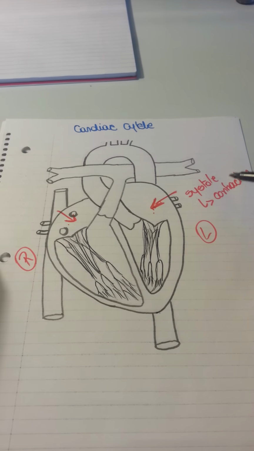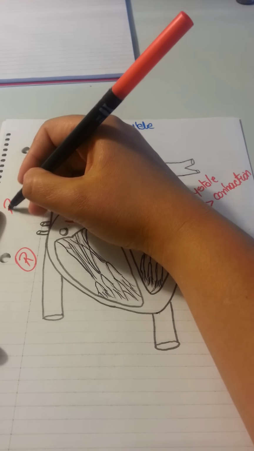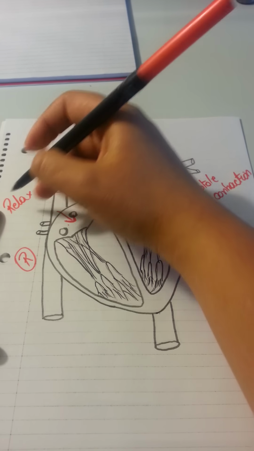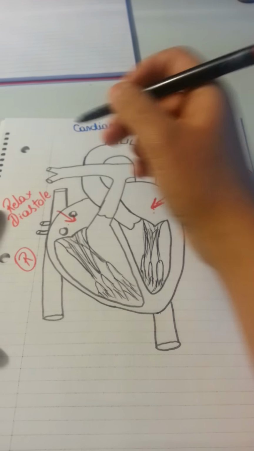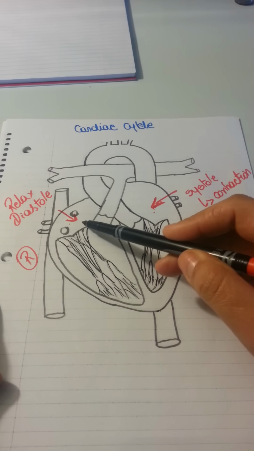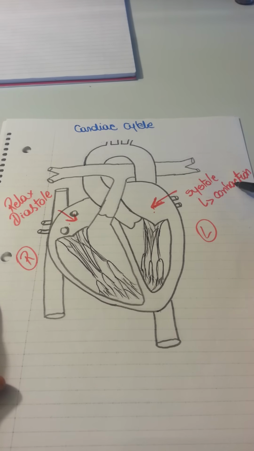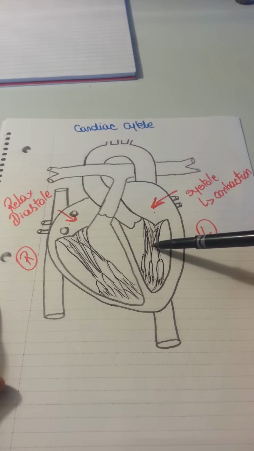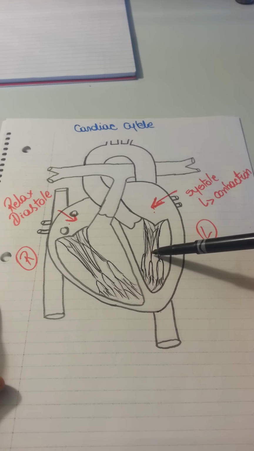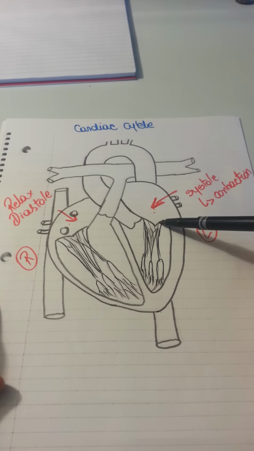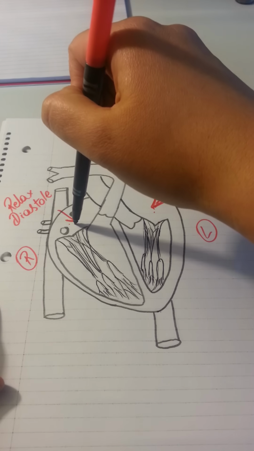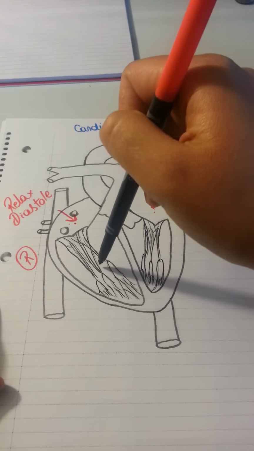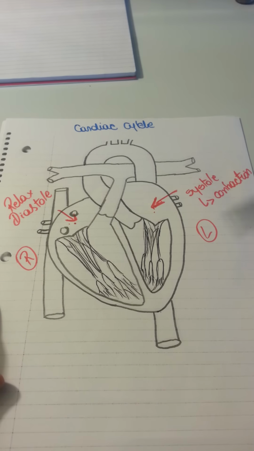So first it has to relax, so relax would be diastole. So the diastole of the atrium, so the blood can come in. Systole of the atrium, so the blood can be pushed out. So out towards the ventricles through the bicuspid valve on the left side, or through the tricuspid valve into the right ventricle.